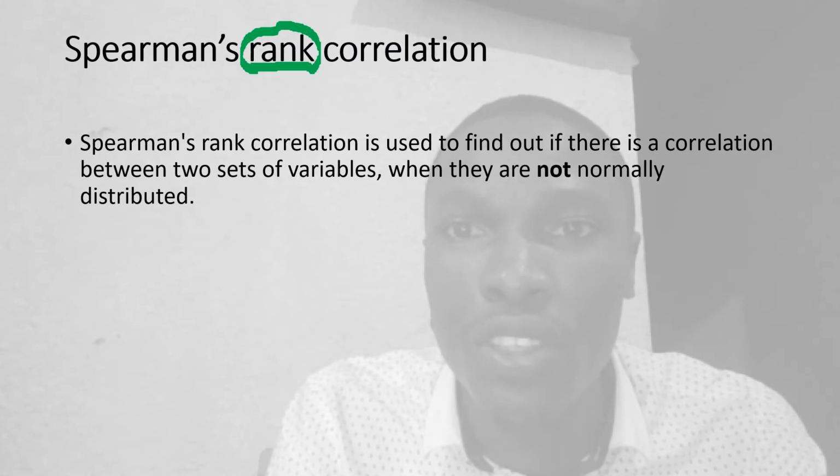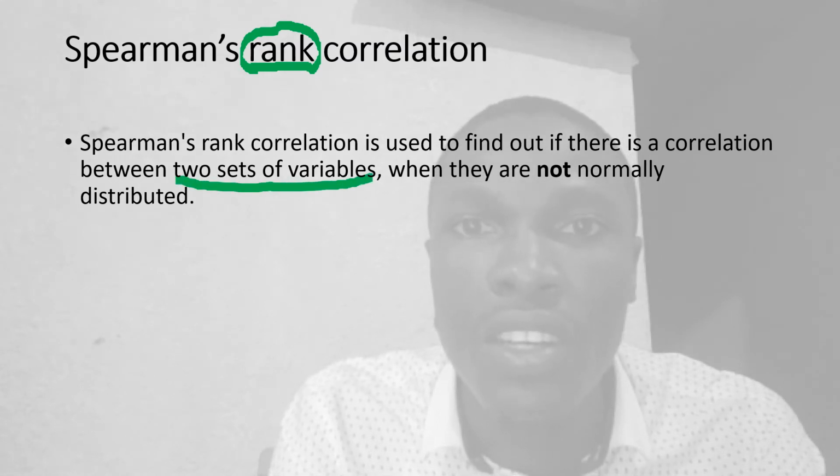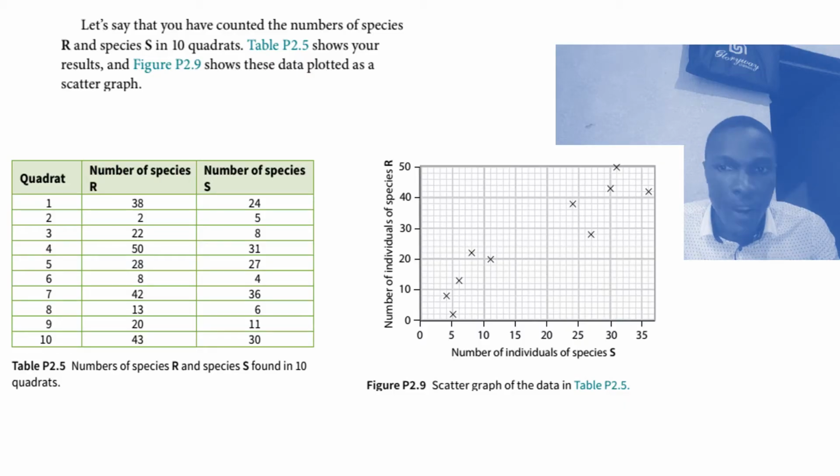When you're dealing with Spearman's rank correlation, we normally deal with two sets of variables which are not normally distributed. For example, if one was to determine the population of species R and species S using a quadrat. We all know a quadrat has four sides and can measure 1 meter by 1 meter, that is 1 meter squared. If he throws the quadrat in the garden randomly and counts the number of species, for example, in the first throw he found 38 of R and 24 of S. He threw it again and obtained 2 of R and 5 of S. He threw it the third time and obtained 22 of R and 8 of S.